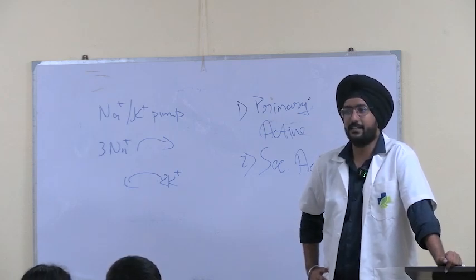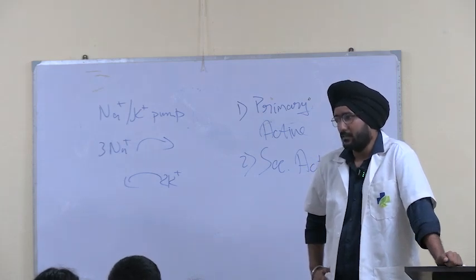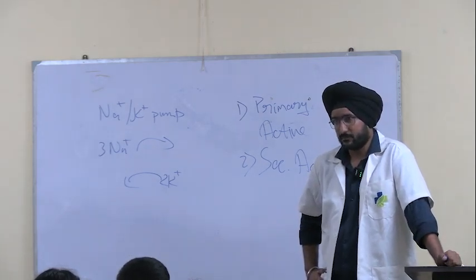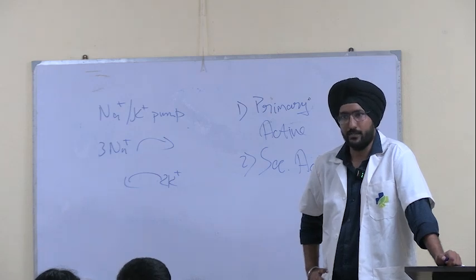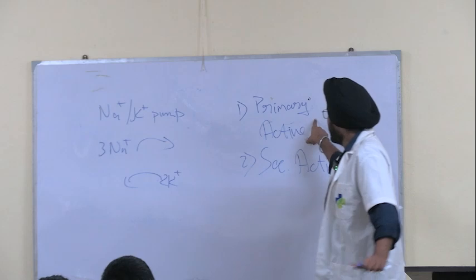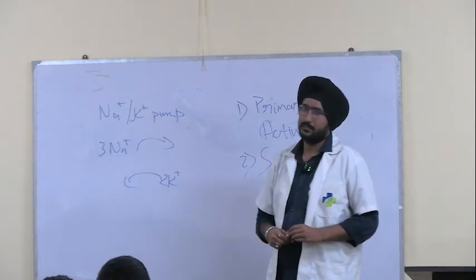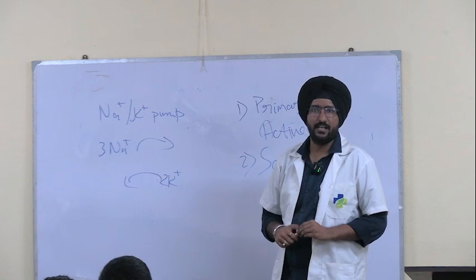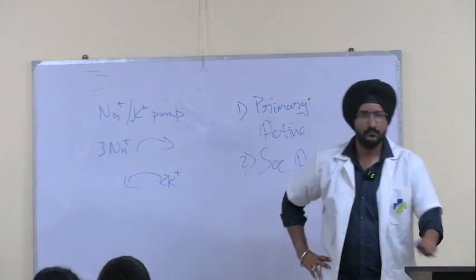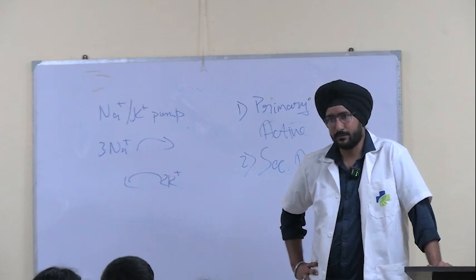Energy is directly consumed in primary active, but it is not directly consumed in secondary active. I'll tell you in a minute. अभी इतना concept बिठाओ. तो अगर primary active में directly energy use हो रही है तो it is a kind of primary active transport. Since it is directly requiring ATP, sodium potassium pump.